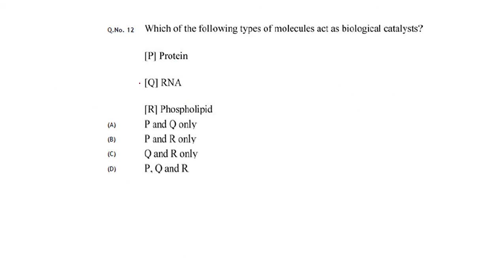Here is another question: which of the following types of molecule acts as a biocatalyst? So a biocatalyst is basically an enzyme. And we know that an enzyme is a protein or a catalytic RNA. So it can be RNA also. Phospholipid, we don't see it, so this is not a phospholipid. It can only be a protein or RNA. So the answer is P and Q only.